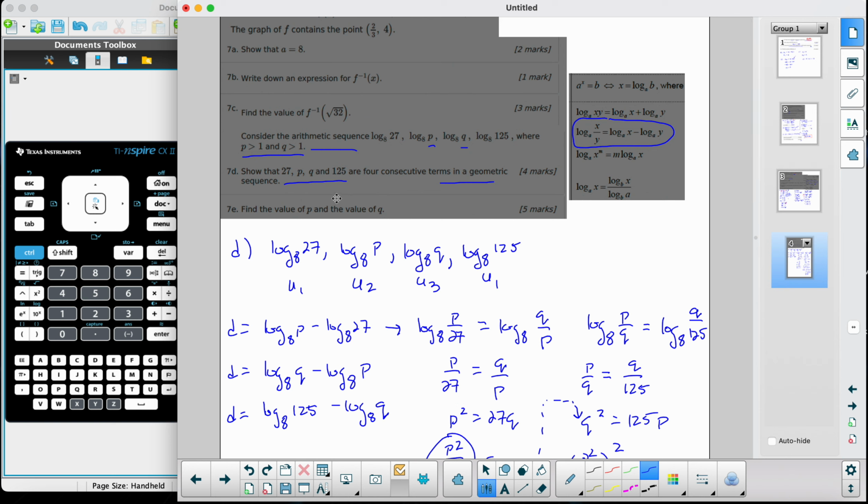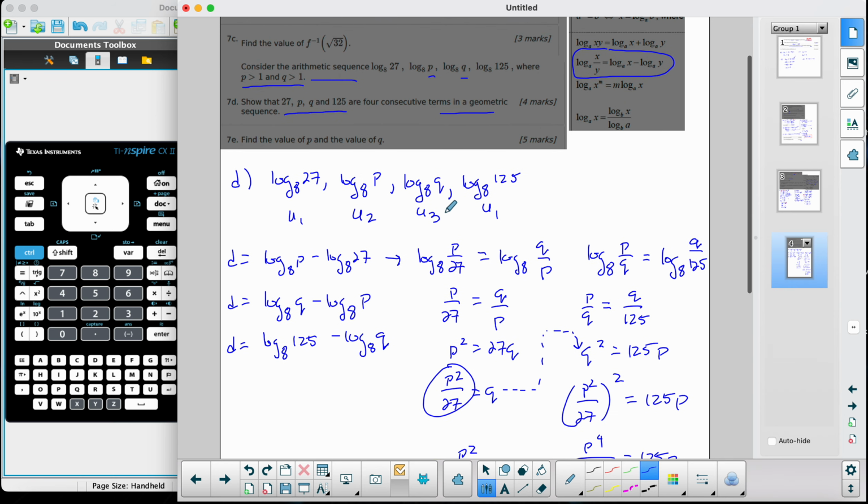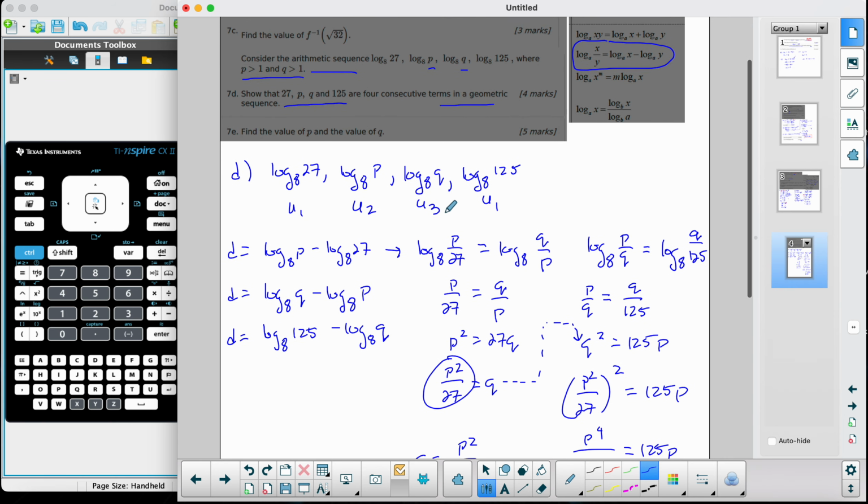Find the value of P and Q. Wait a second. Oh, we have to show they're in a geometric sequence. Well, this is weird because in order to show that they're a geometric sequence, we have to find P and Q first, Bernardo. So I've already finished E, right? To show that it's a geometric sequence, we first had to find P and Q. So they should have had these questions reversed, I think. So that was a 5 marker.